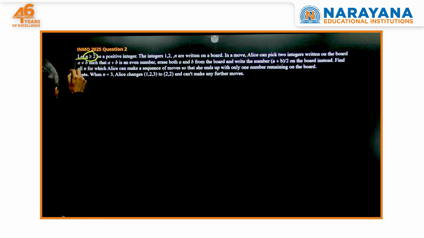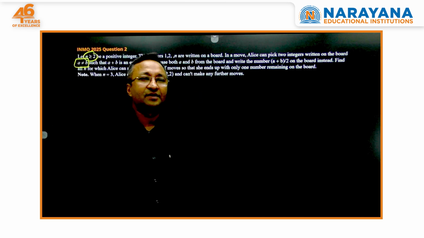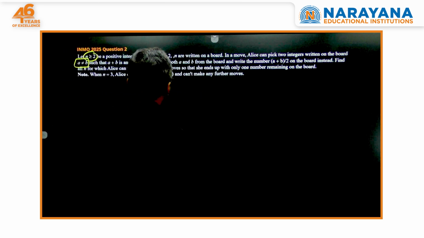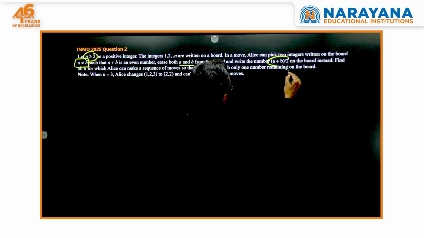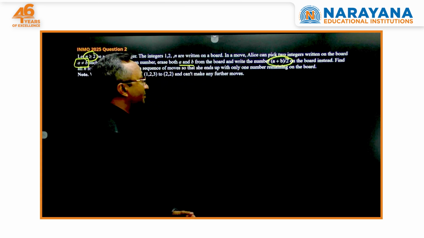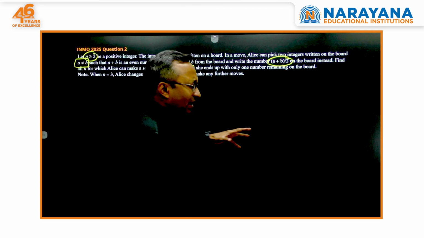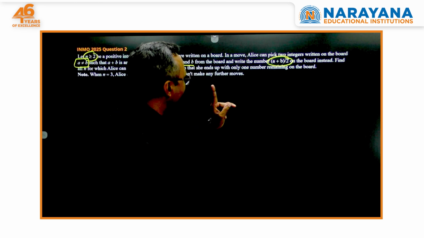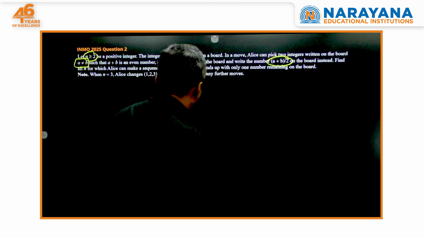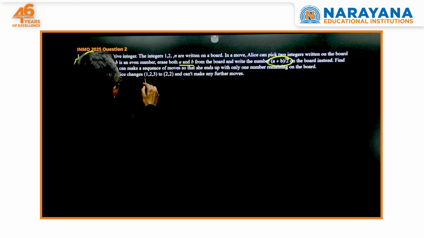In a move, Alice can pick two integers written on the board, a and b, with a not equal to b, important, such that a plus b is an even number. That means either they both are even or they both are odd. She erases both a and b and replaces them by (a plus b) by 2, the mean. Find all n for which Alice can make a sequence of moves so that she ends up with only one number remaining on the board.